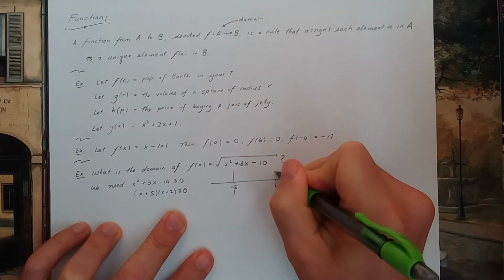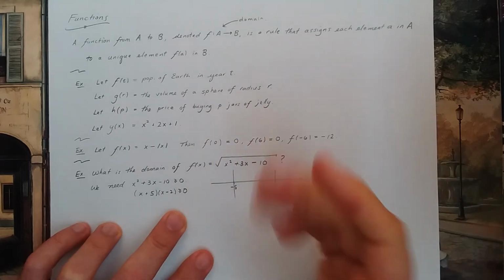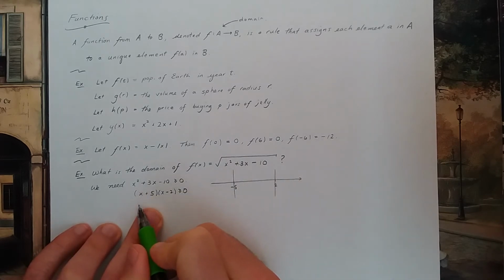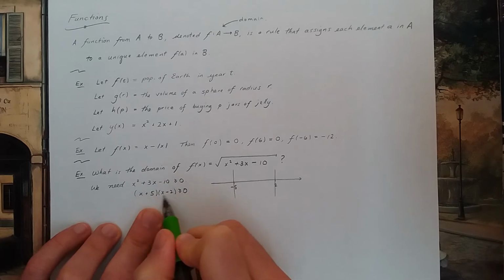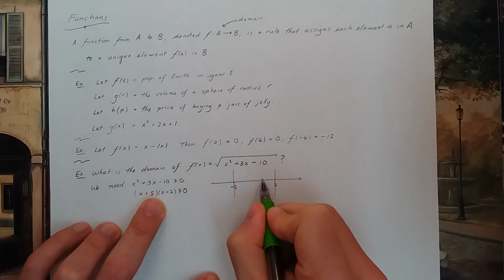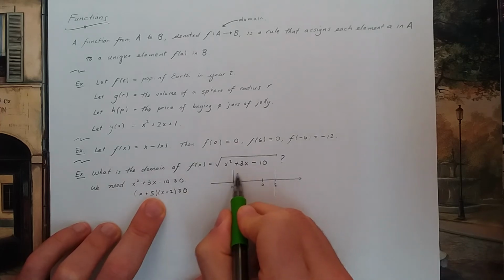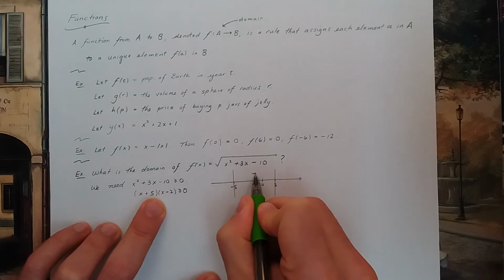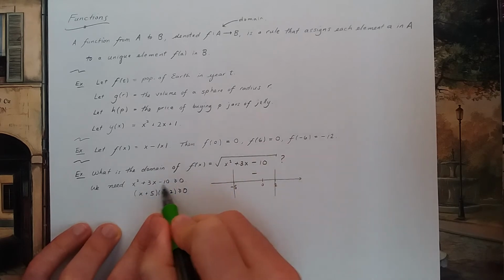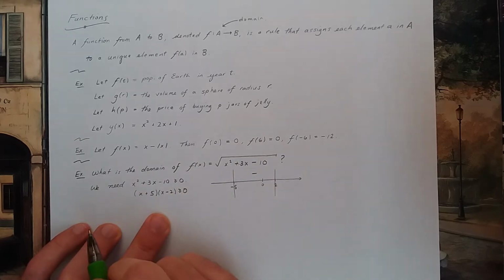So these create barriers that separate the number line into regions. Now I will test certain values. So if I plug in x equals 0 into this expression, I get negative 10. So here is the number 0, meaning in this region, the value of this function under the square root is equal to a negative number.